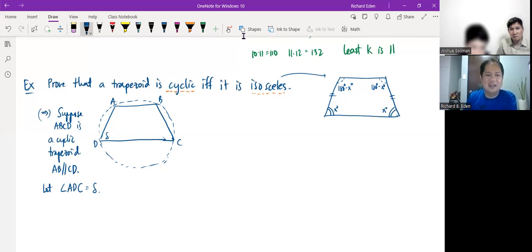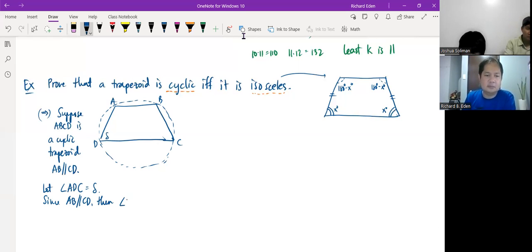Angle DAB is equal to 180 minus delta. Since CD and AB are parallel, we have used the fact that the quadrilateral is a trapezoid, because AB and CD are parallel, but we haven't yet used the fact that this is cyclic.